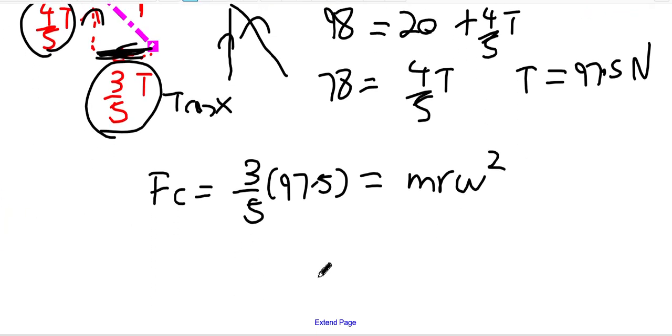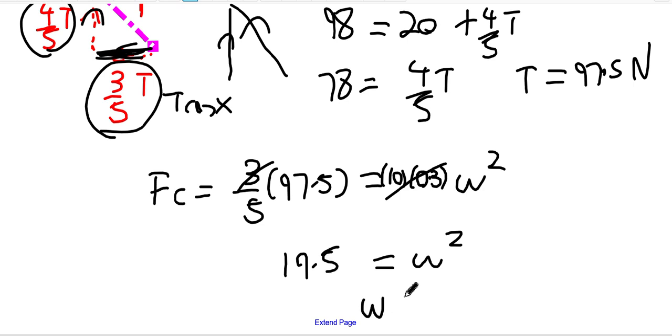Last two questions. Okay, what's m? 10. Radius? 10 times 0.3 omega squared. So 10 times 0.3 is quite simply 3, isn't it? Cancels that 3, doesn't it? So what's 97.5 divided by 5? 19.5. Square root that. 4.42. Everybody happy with 4.42 rad per second?